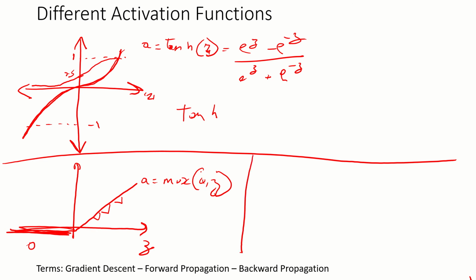And there is a modified form called the leaky ReLU, which looks like that. Basically, if the value is less than 0, then the derivative will be much, much less. So I just wanted to talk about these different activation functions.